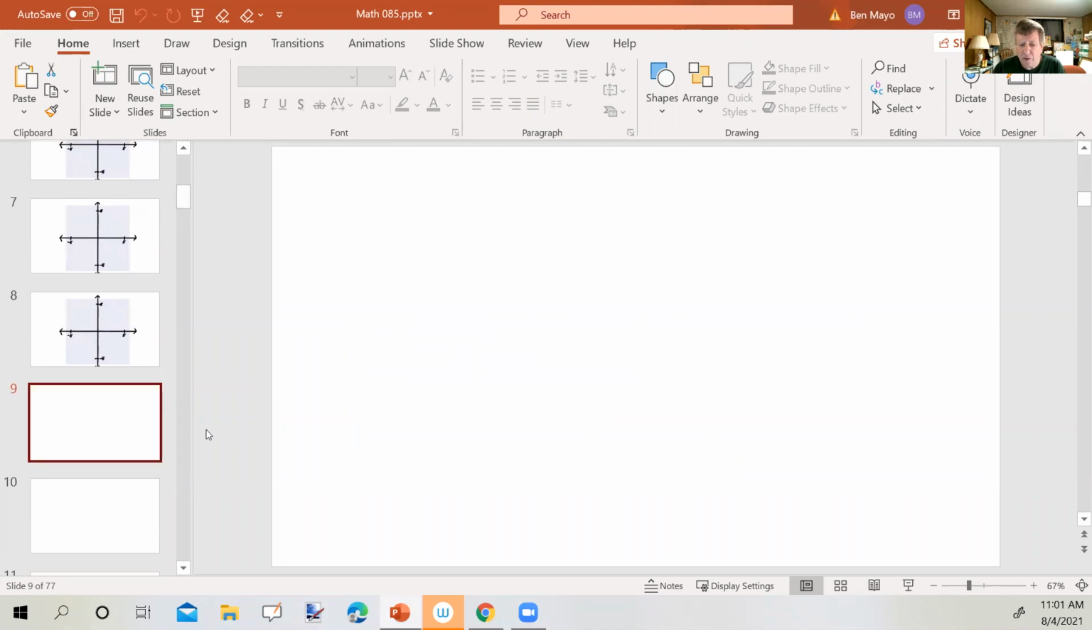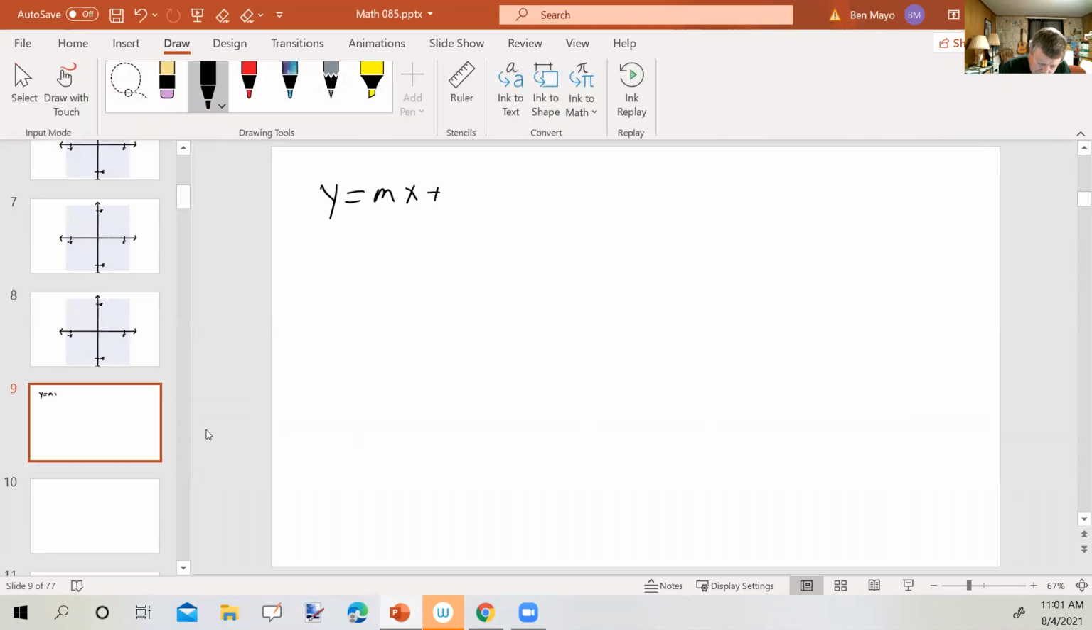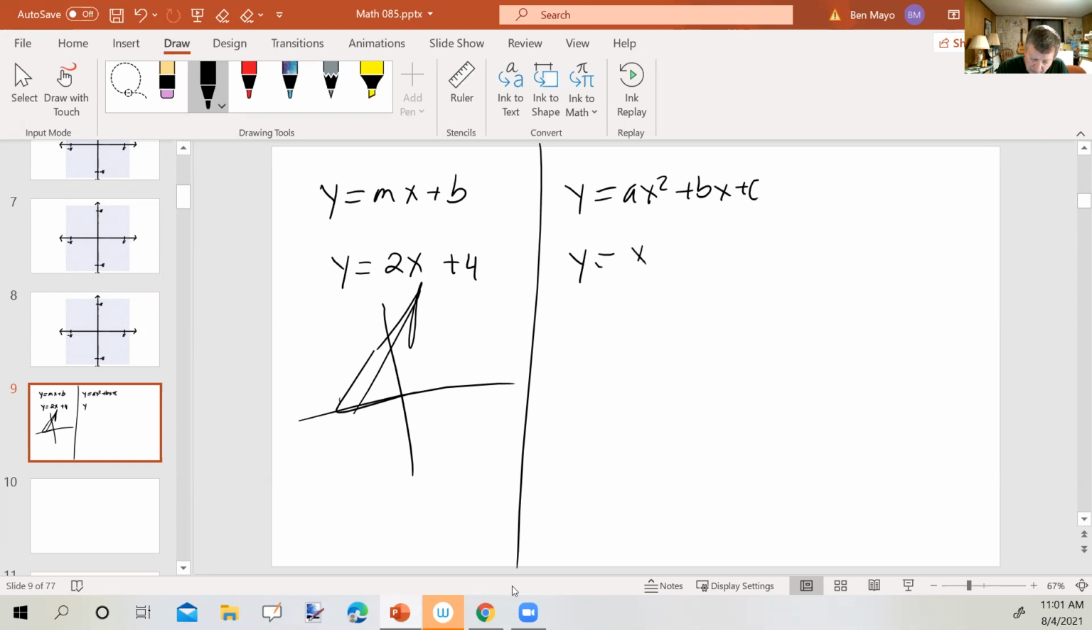So we've considered functions, equations, linear, y equals mx plus b. So like maybe y equals, let's say, 2x or 2x plus 4. Linear equations, the graph of which is a straight line of some sort. We've considered second degree or quadratic equations in the form y equals ax squared plus bx plus c, or something like y equals x squared, which is a parabola.